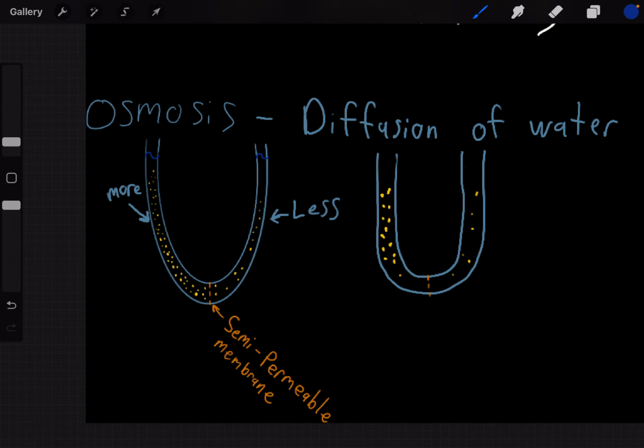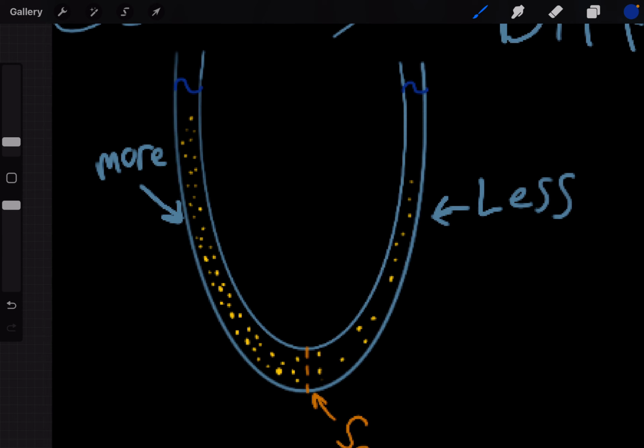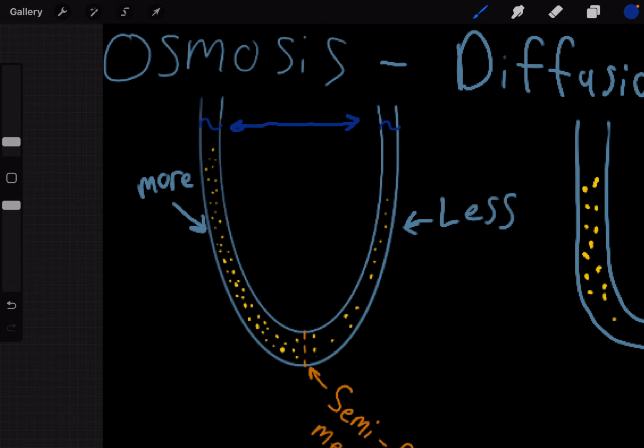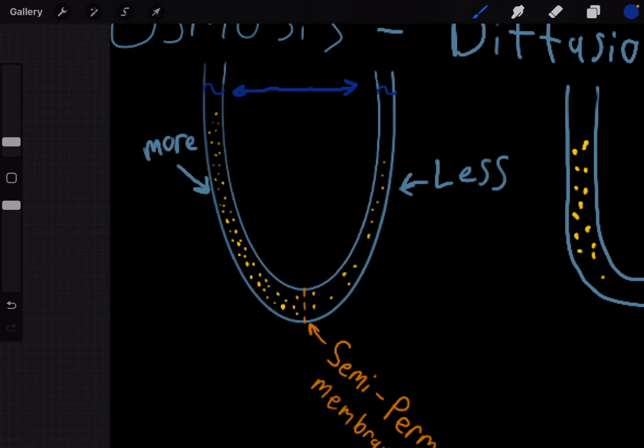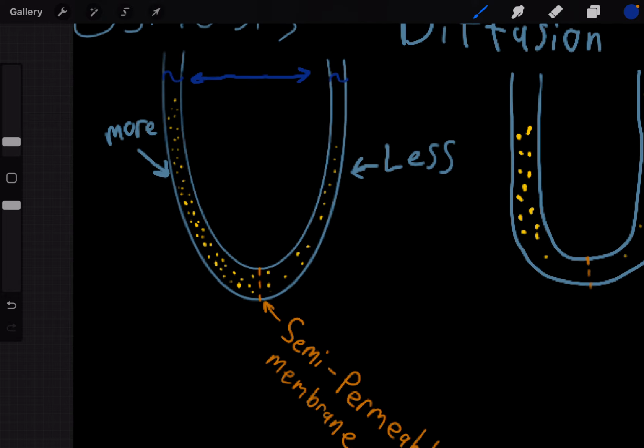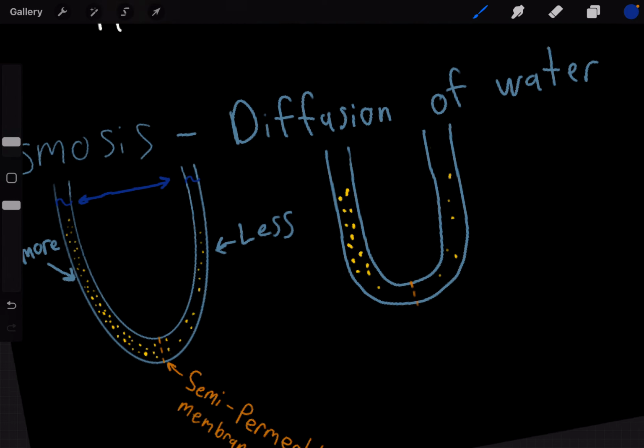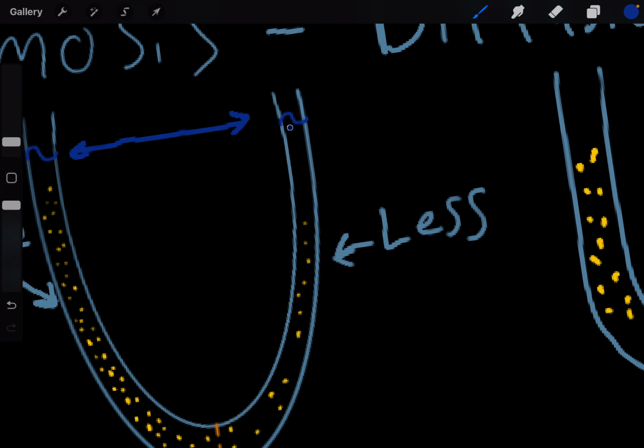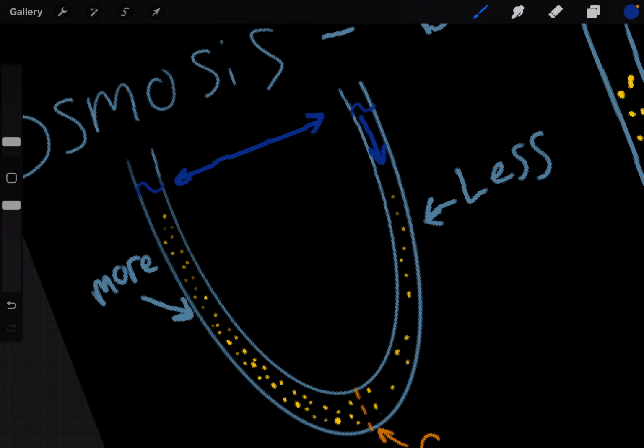Our water level will change, and I'll explain why. Right here we can see our water is level with each other at the beginning. But water goes towards a higher concentration because it attracts more water, because water has a hydration shell. A hydration shell basically means it goes around the solutes and that uses up a lot of water. So what would happen is the water level would drop here and the water level would rise here.